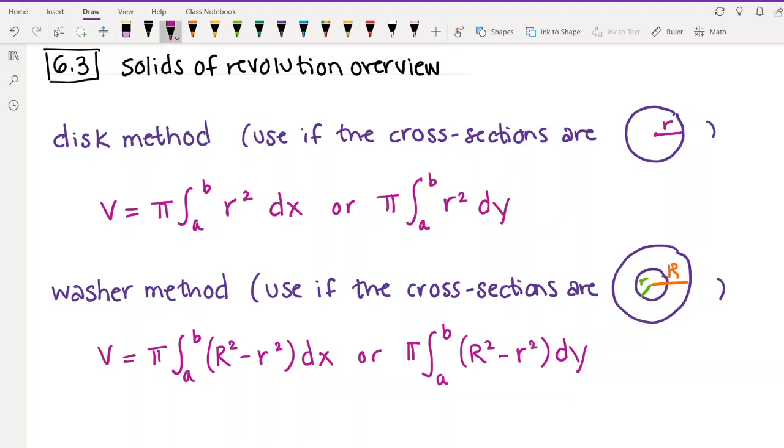And so altogether, when you subtract them, that gives you the area of this part. And then you multiply that by the thickness, and that gives you the volume. You add them all up, you get the total volume.